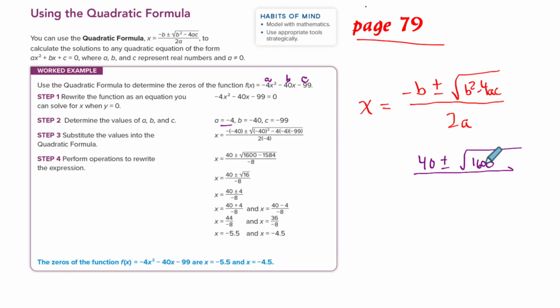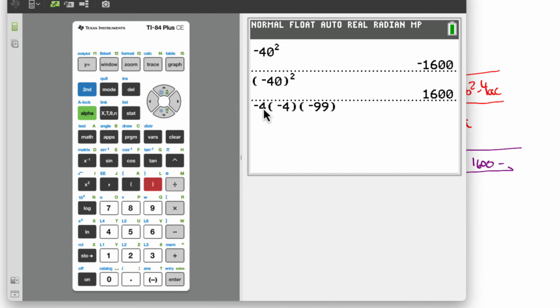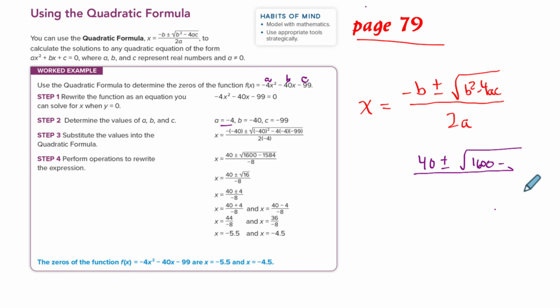Negative 40 squared is 1600 minus, and then we have 4 times a times c. And again, in the calculator, look at 4ac, and there's a subtraction. That's 3 negatives. So my advice is to just throw this all into the calculator: minus 4, and then a, and then c, and I put it all in parentheses, and I get minus 1584. We are using subtraction and negatives kind of interchangeably here.